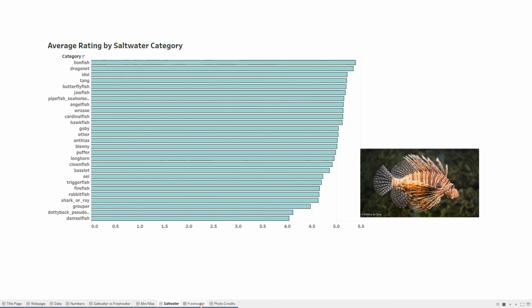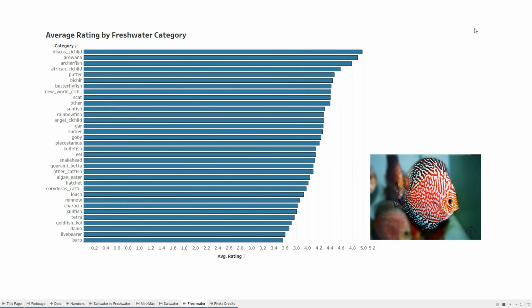Looking at the freshwater fish, we can see that the discus reigns superior with an average rating of 4.972, followed by the arowanas with an average rating of 4.891, the archerfish with an average rating of 4.784, and the African cichlids with an average rating of 4.581. Again, as we move towards the bottom, we can see at the bottom that we have the barbs who receive an average rating of 3.559.